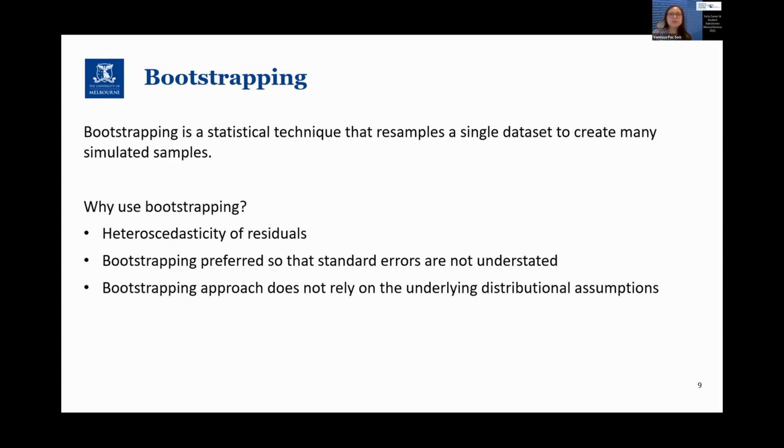Bootstrapping is a resampling technique where one treats available data as the population and randomly samples with replacement from this data to generate new sets of data that are more or less similar to the original sample. We have previously seen that the error distribution is heteroscedastic. The reason why bootstrapping is preferred is because the standard errors appear to be understated in the presence of heteroscedastic errors if we do not use bootstrapping. Also, the bootstrapping approach does not rely on the underlying distributional assumptions.